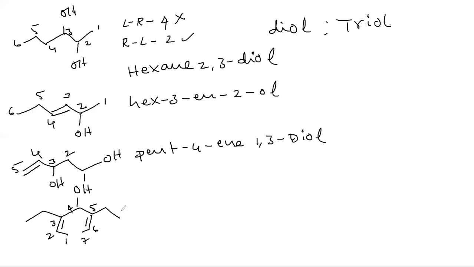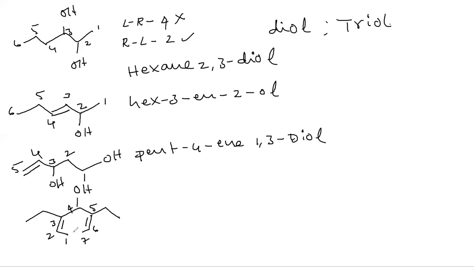So instead of this carbon chain, I selected this as a parent chain. What is the reason? We have to include the double bonds as well as the functional group. If this is your principal chain, the double bonds cannot be included. So that's why I took this as a principal chain.